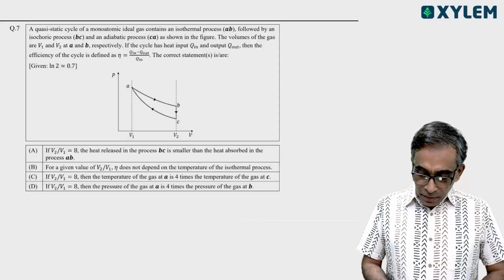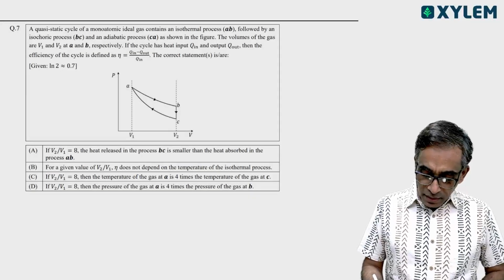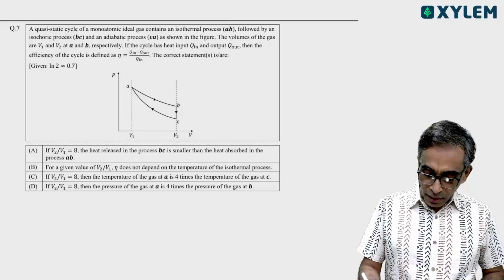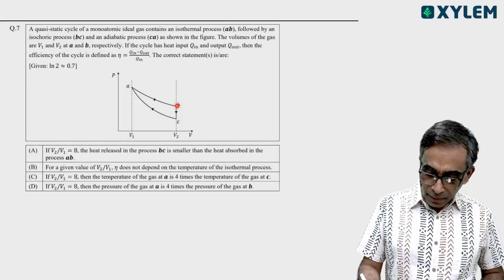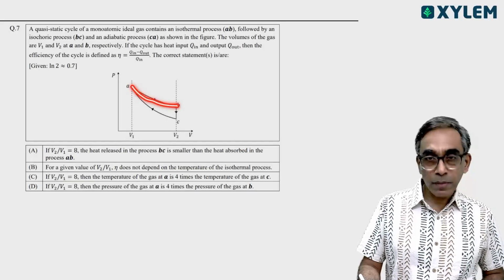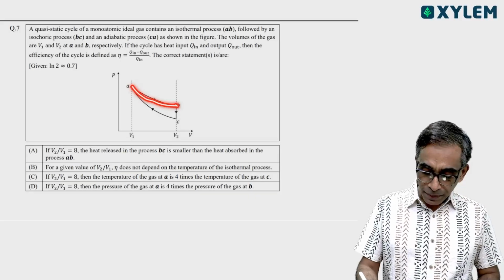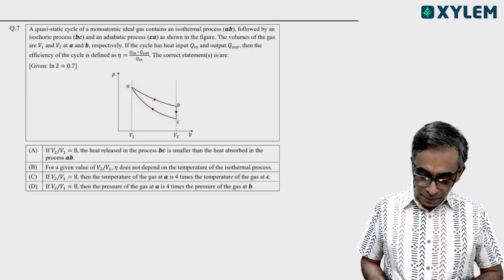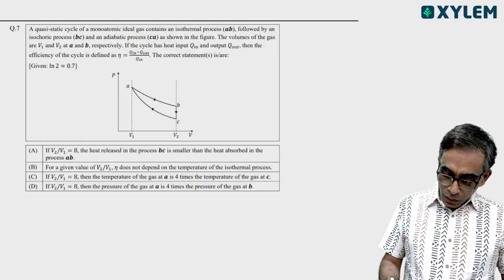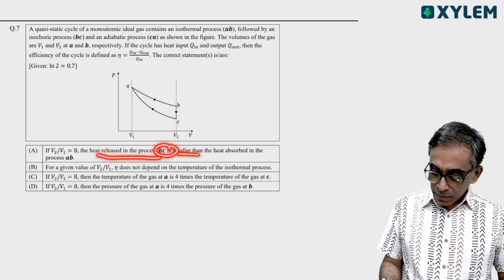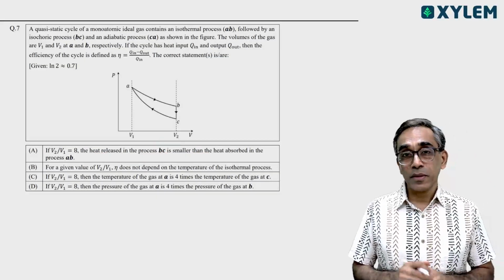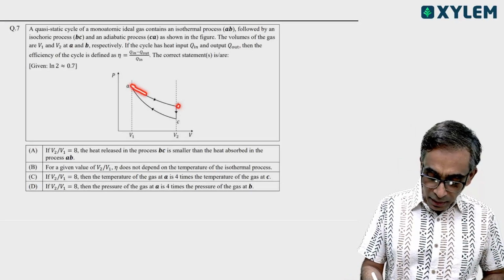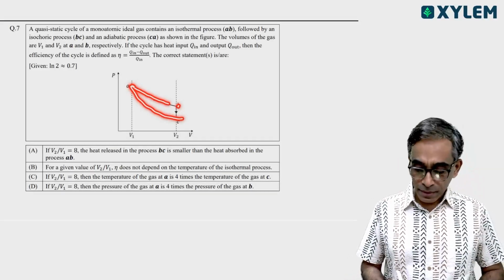Okay. So what we can do is this, see the V2 by V1 ratio is given. Okay. So we know the volume at B and A and this is an isothermal process. We can find the pressure. Similarly this is an adiabatic process, we can find its temperature. And they are asking you heat released in BC is smaller than. To find heat released we need to know the temperature. The relation of temperature we can find in this adiabatic process.